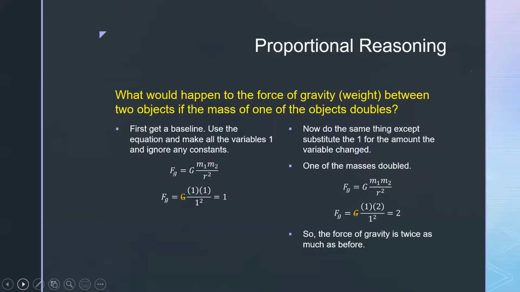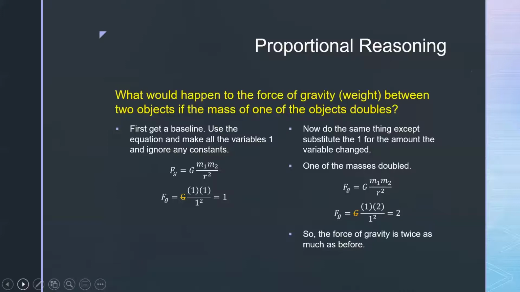So one final thing that I want for this is what we call proportional reasoning. And that is, I don't give you hard numbers to calculate. I just say we're going to change one object somehow, and how would that affect the force due to gravity or the weight between those two objects?